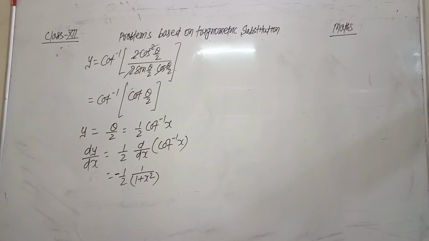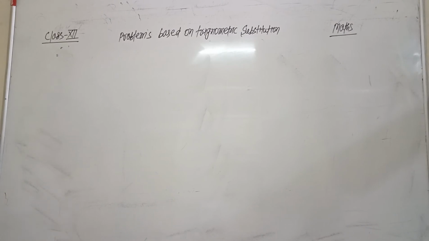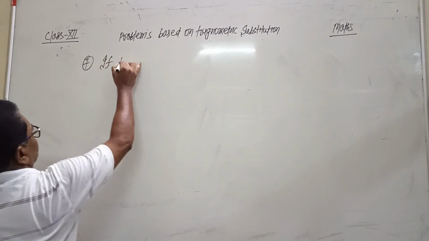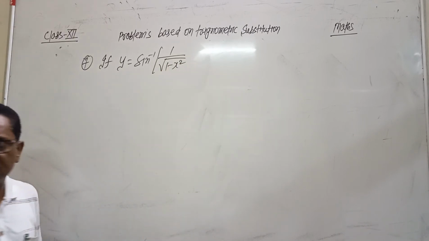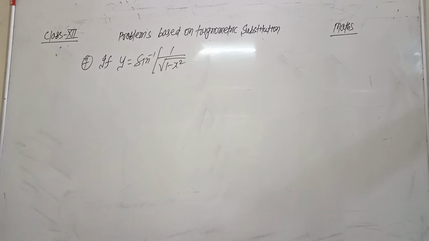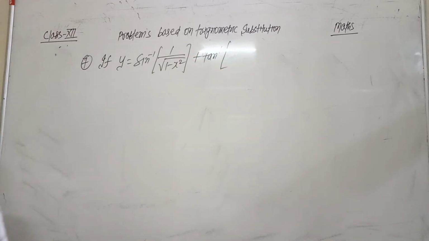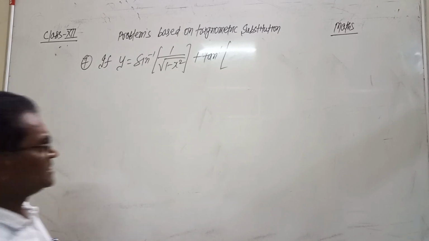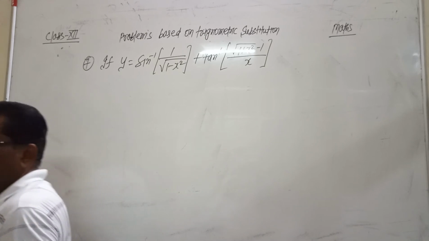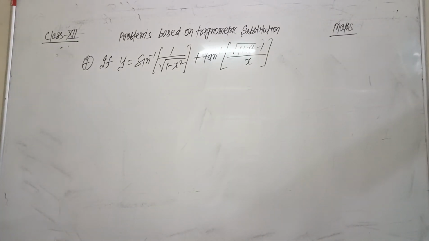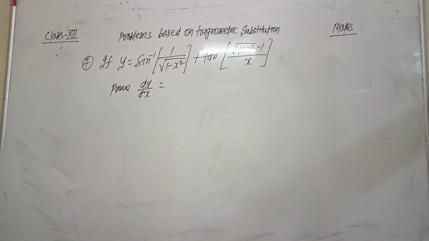Let us see one more question. If y equals sine inverse of 1 upon under root of 1 minus x square plus tan inverse of (root of 1 plus x square minus 1) by x is given, then prove that dy by dx is equal to minus 1 upon 2 (1 plus x square).